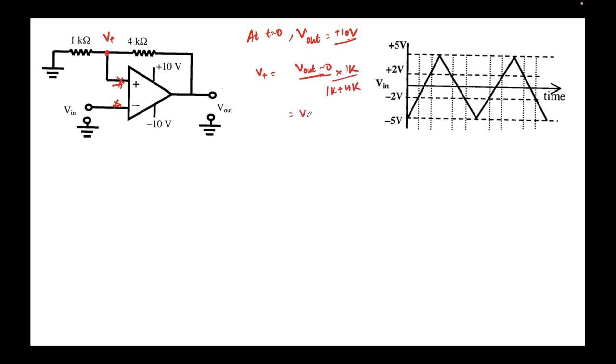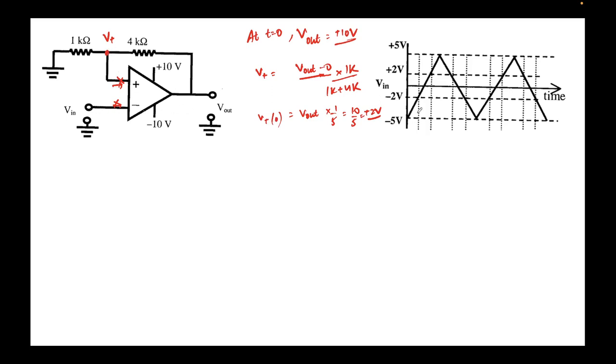So this comes out to be V out into 1 over 5. V out is plus 10 volts at t equal to zero. So I can write V plus at t equal to 0 is coming out to be 10 by 5, equal to plus 2 volts, right? So at time equal to 0, this node is sitting at plus 2 volts.